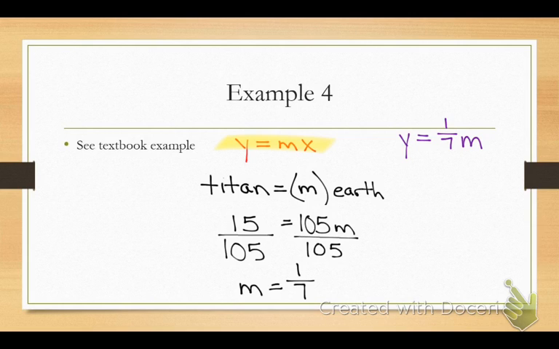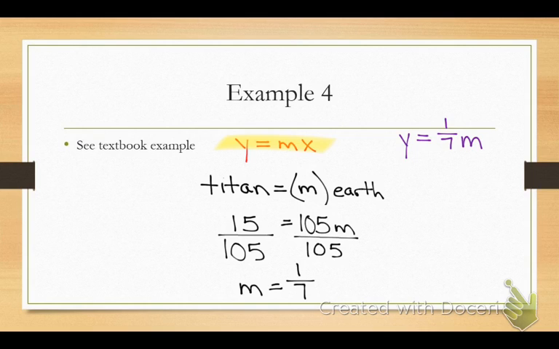Okay? So let's plug in some random numbers. What if something weighed 49 pounds on Earth? How much is it going to weigh on Titan? It's 1/7, so I divide by 7, so how much does it weigh on Titan? 7 pounds. Okay? Now let's go in reverse. What if it weighs 10 pounds on Titan? How much is it going to weigh on Earth? 70 pounds. Okay? Because that rate of change tells me how it's converting.